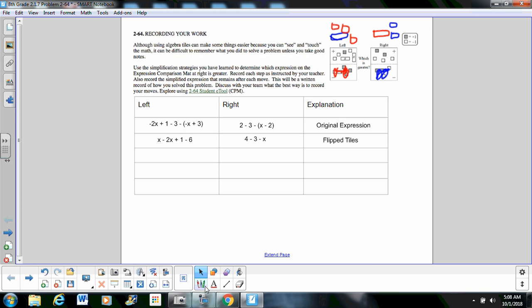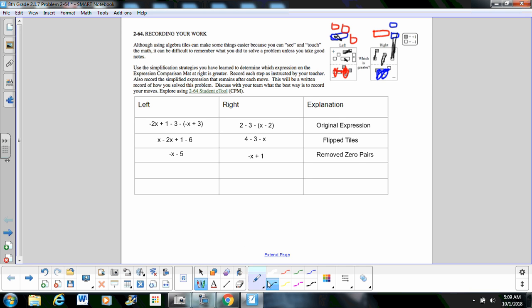Now I'm going to take away some 0 pairs. Let's just cross them out. So I have a positive x and a negative x. I can cancel those. And then a positive and a negative tile. And this side, I can cancel out this positive and negative, this positive and negative, and this positive. So now I have negative x minus 5 left on the left side, and negative x plus 1 on the right side. And my explanation is I removed 0 pairs.